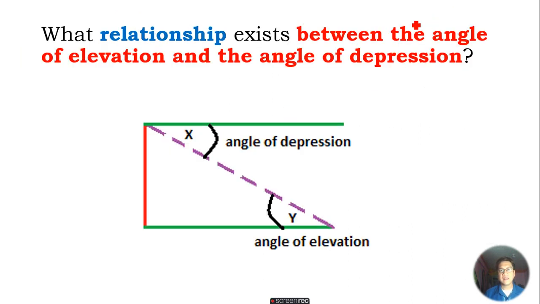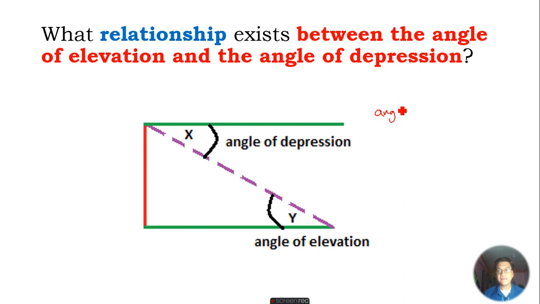Okay, so let's proceed. In some cases, we can draw the angle of depression and the angle of elevation like this. Now, the question is, what relationship exists between the angle of elevation and the angle of depression? Looking at the figure, you have here your angle of depression and here the angle of elevation. Based on this illustration, we can say that the angle of elevation is congruent to the angle of depression. So let's write that.